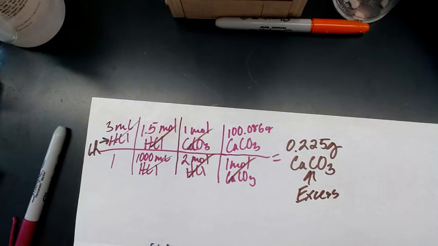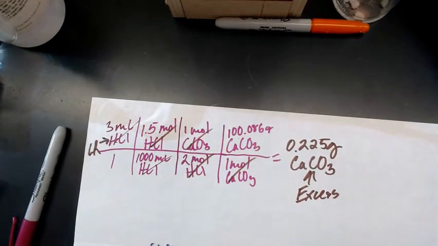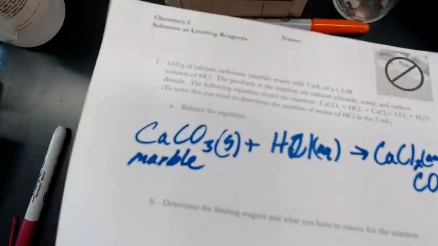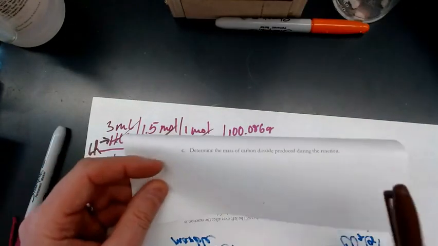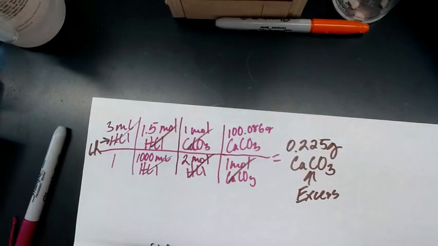So we did this in class today, and I asked people to do 1C for homework, which is to find out how many grams of carbon dioxide, one of the products, are produced in the reaction, using your limiting reagent of HCl.